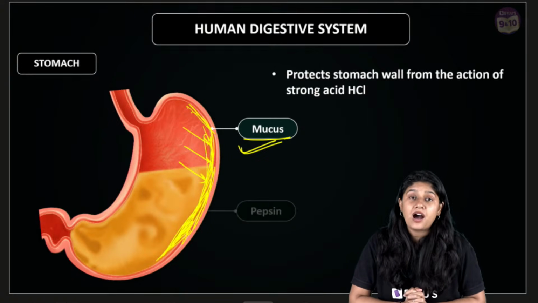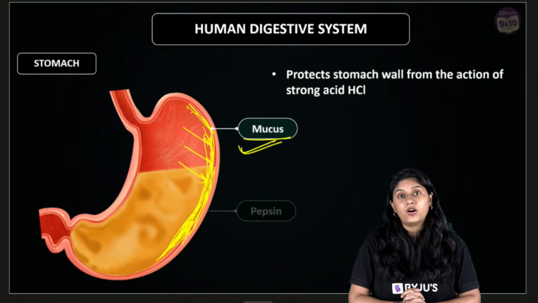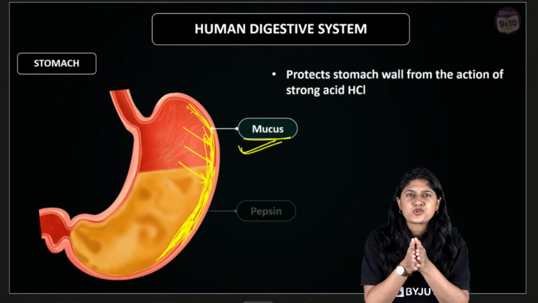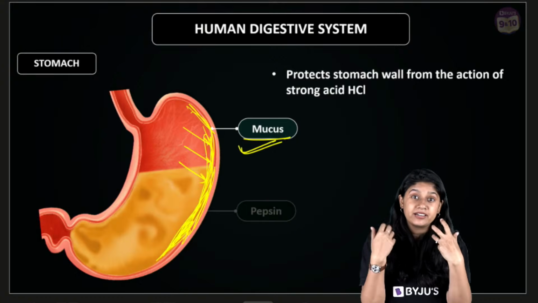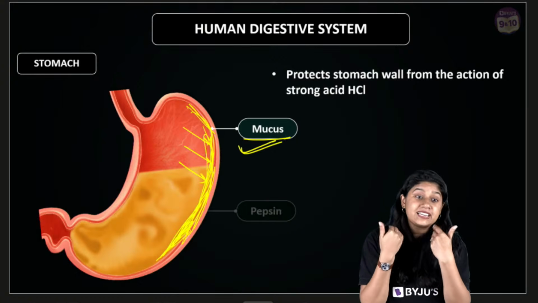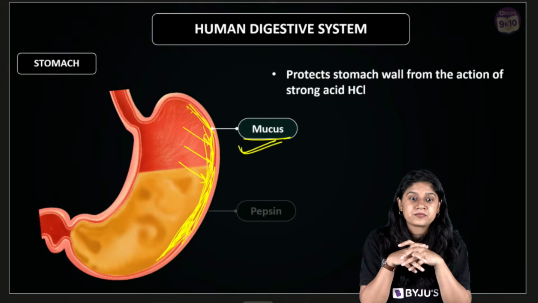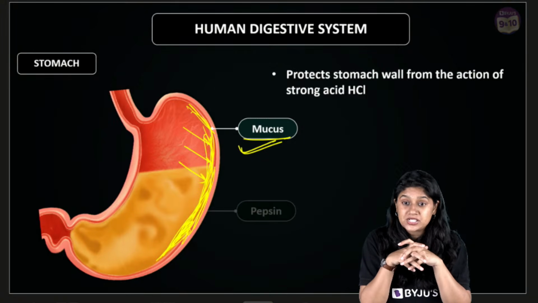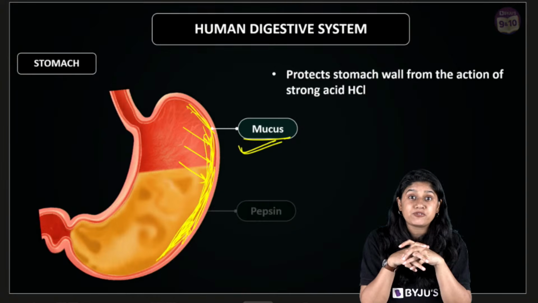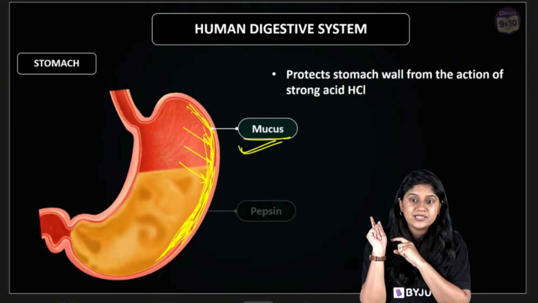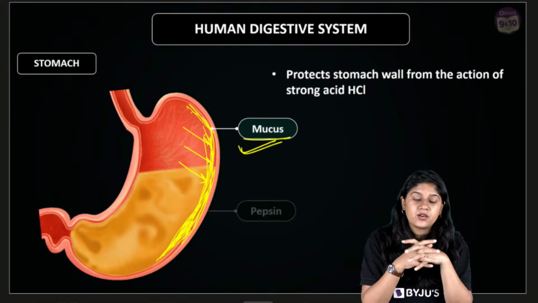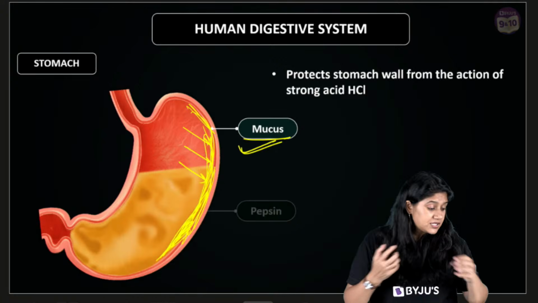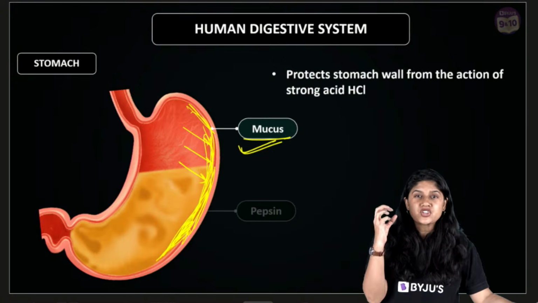Enzymes are the chemical juices, right? They play a very important role in initiating reactions and increasing the rate of reactions. What does mucus do? Mucus helps provide protection from the harmful effects of acid. You can take a screenshot of this. Chyme is also called partially digested food.